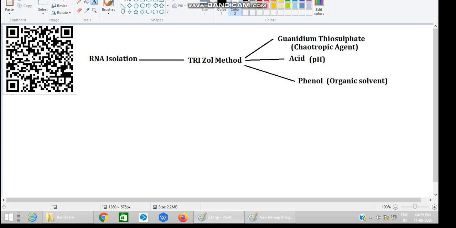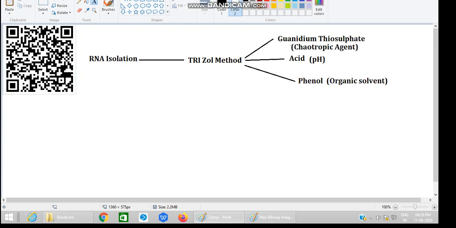For this separation, you need guanidinium thiocyanate, a chaotropic agent; you need an acid, which will alter the pH; and finally you need phenol, which will provide an organic solvent in which all the organic parts will be solubilized. Protein is an organic part, membrane is an organic part. Understood? One more thing. Now, chaotropic agent, why exactly?